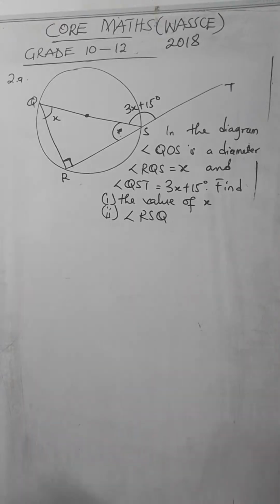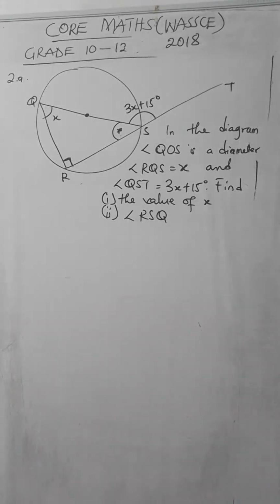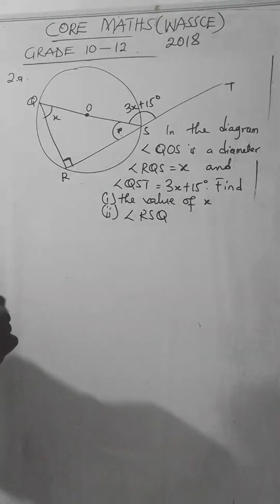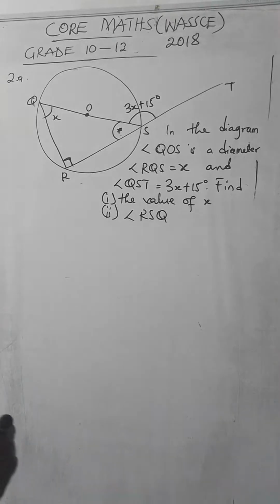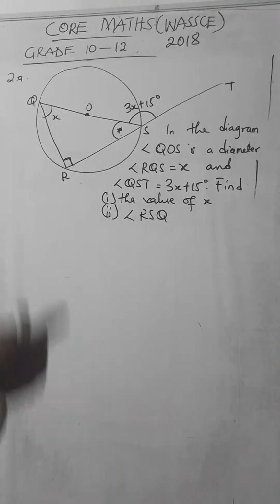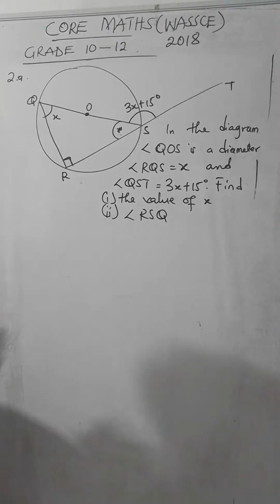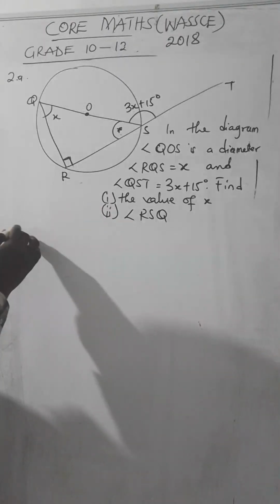So with this question, they are saying that in the diagram, QOS is a diameter. Angle RQS is equal to x, and angle QST is equal to 3x plus 15. Find the value of x, then angle RSQ.